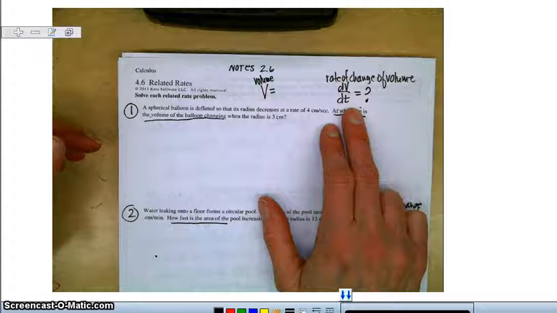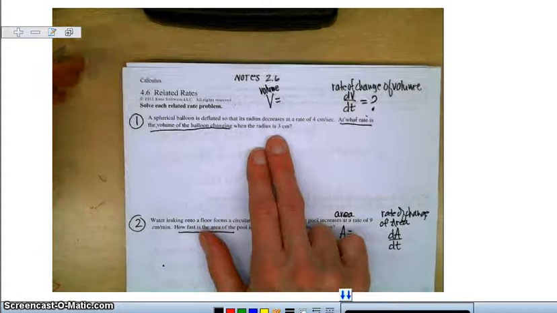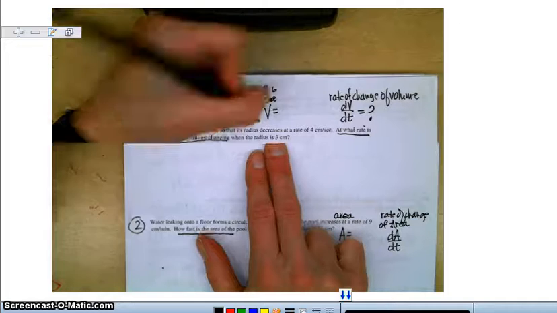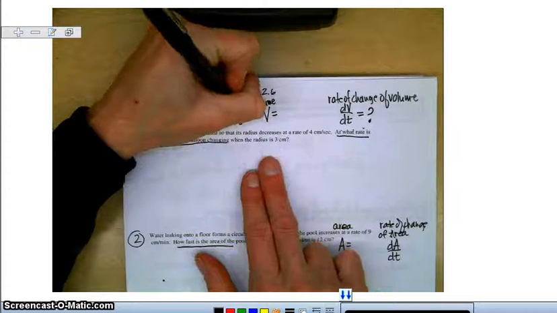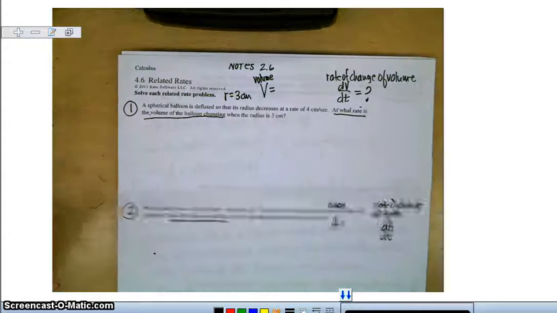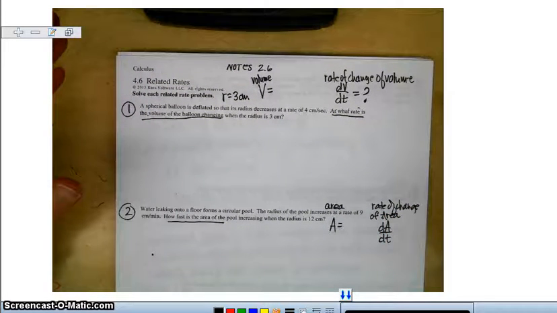And then we get another little piece of information that says when the radius is 3. So what would I write down for that pertinent information? What letter goes with radius? R equals 3 centimeters. Okay, don't make it hard. Don't look at me like you don't know how to write R equals 3, because I know you do. It just seems really hard now because we haven't done this.